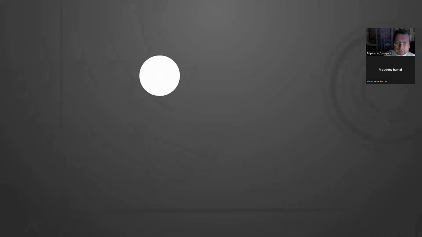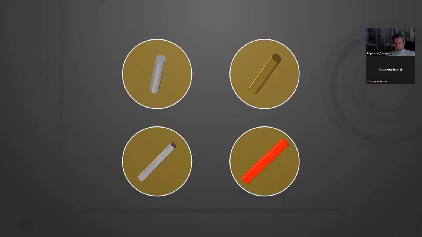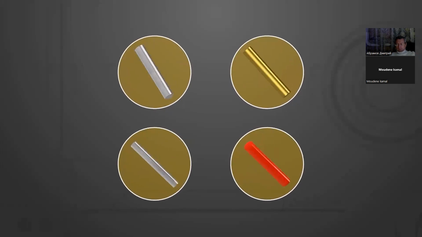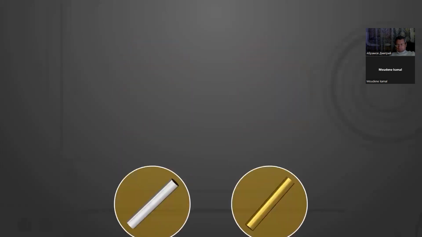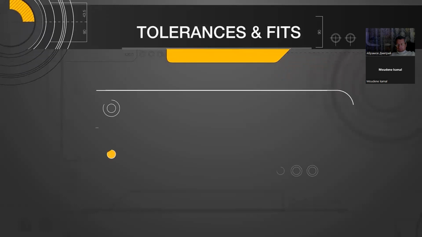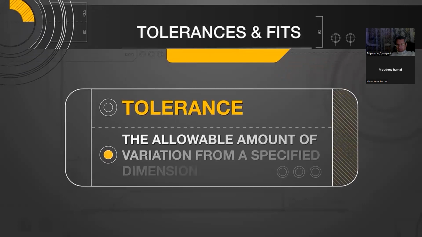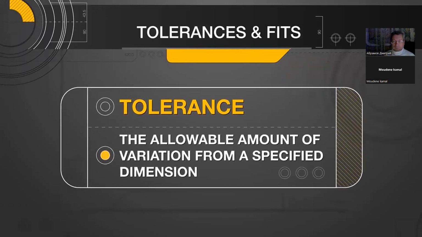Previously on Mech Minutes Shafting Series, we covered primary considerations when selecting material and surface treatments. All past videos are posted for your reference to get caught up to this week's episode of Tolerances and Fits. A tolerance is the allowable amount of variation from a specified dimension.